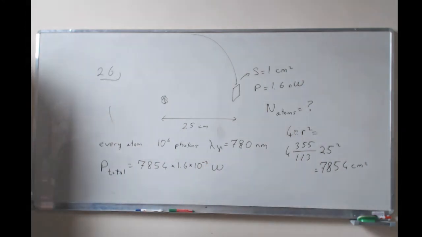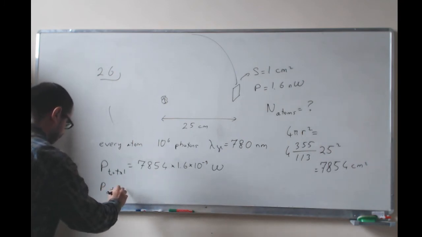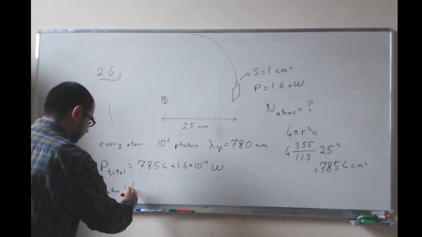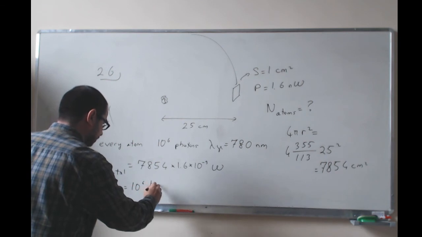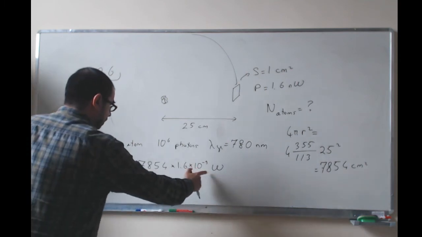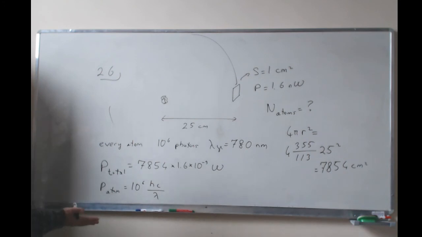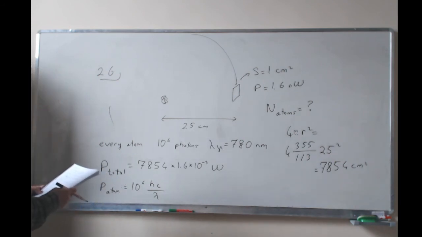Okay. Now what about the power per atom? That is going to be 10 to the 6 photons, and the value corresponding to this is going to be hc divided by lambda. Now we can't use 1240 nanometer electron volts because this is in watts. We are eventually going to divide these out, so we want to get this in joules. So you need to look up the value of this hc in joule meters, something like that. But I did do this, okay?